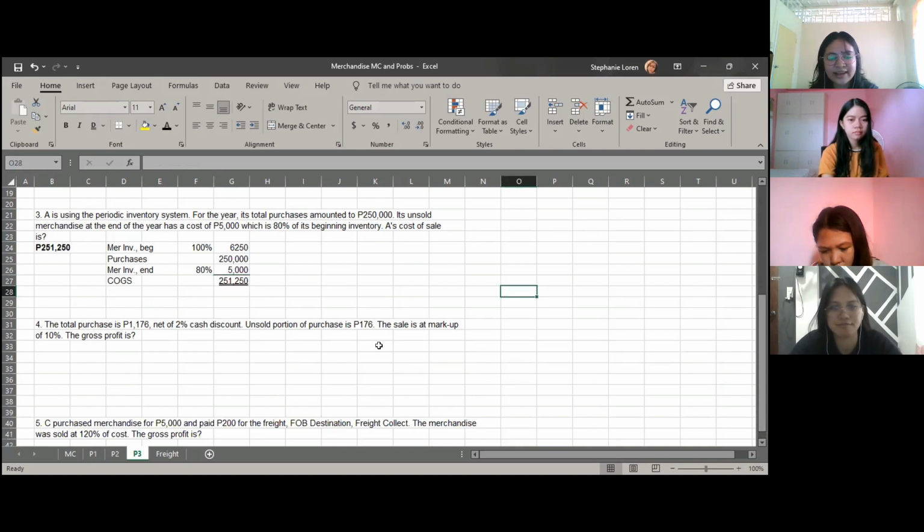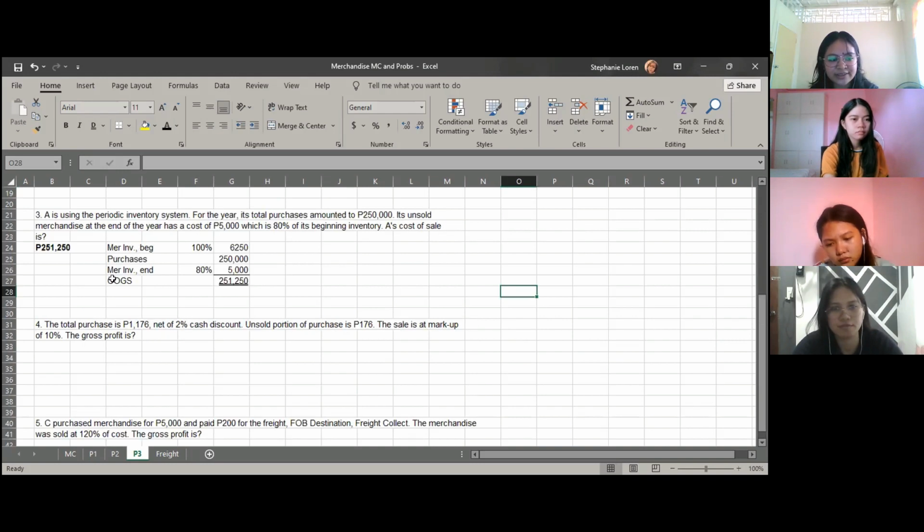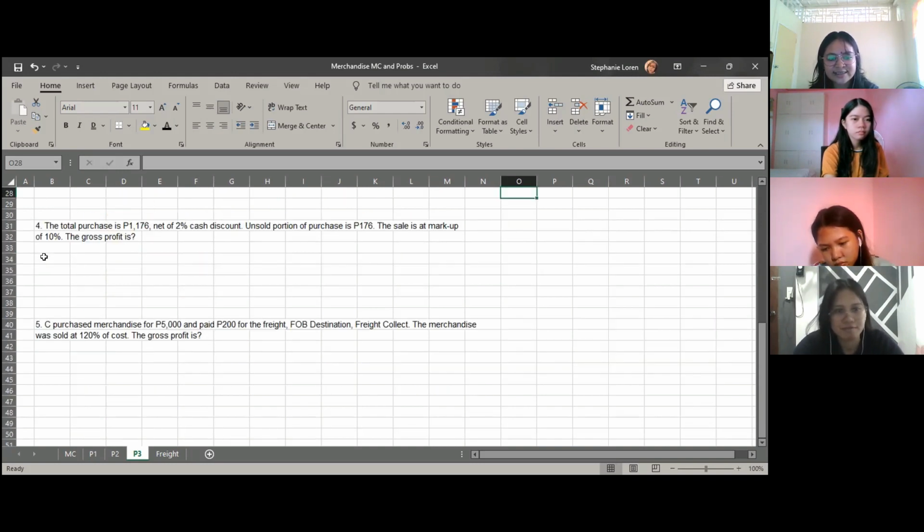Ayan. Ayan. So, proceed na tayo sa next question. This is for Ili. Number 4. So, the total purchase is 1,176 pesos, net of 2% cash discount. Unsold portion of this purchase is 176 pesos, and the sale is at markup of 10%. So the gross profit is, you can now drop your answer, Ili, if meron na. So, nag-purchase ka, and then ibebenta mo lang din siya. Merchandising, retail, di ba?